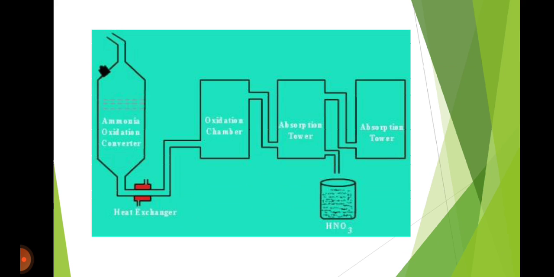Now here is a schematic diagram which explains the whole process and all the steps. As I have told, in the first oxidation chamber, ammonia will be oxidized and nitric oxide will be formed. Then the nitric oxide, due to its high temperature, will be passed through a heat exchanger and its temperature will be reduced. Then it will pass through a second oxidation chamber, where nitric oxide will be oxidized to nitrogen dioxide. Then nitrogen dioxide will be passed to an absorption tower where it will form nitric acid and then we will have concentrated nitric acid produced.